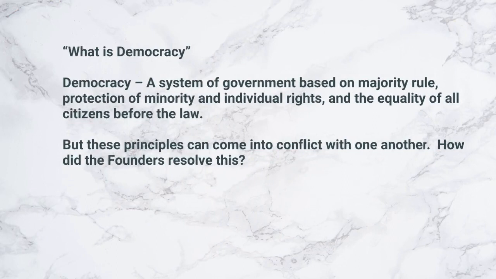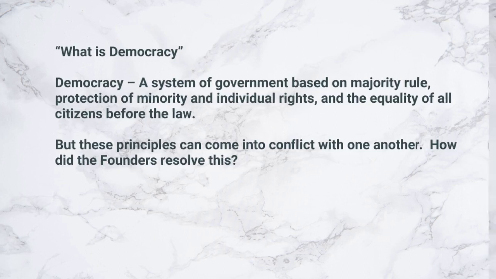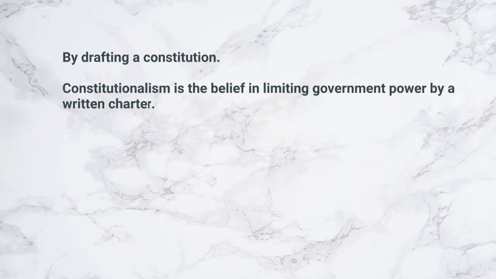So what is democracy as we define it today? Democracy is a system of government based on majority rule, protection of minority and individual rights, and the equality of all citizens before the law. But these principles can come into conflict with one another. How did the founders resolve this? By drafting a constitution. Constitutionalism is the belief in limited government power by a written charter.